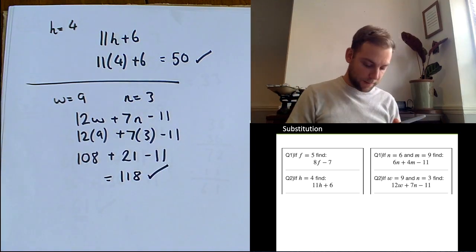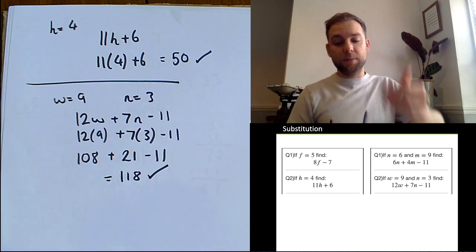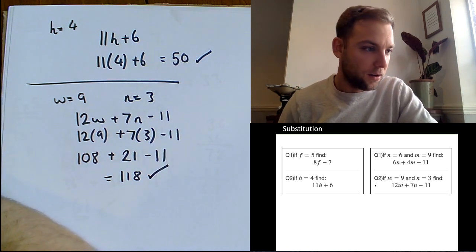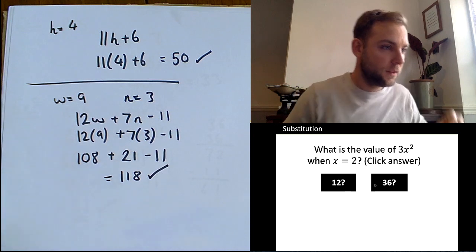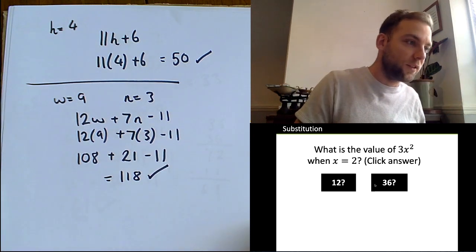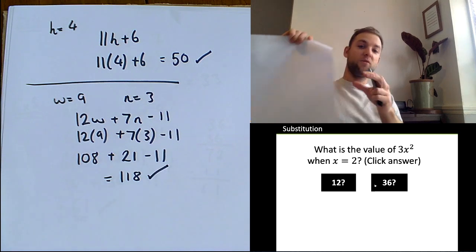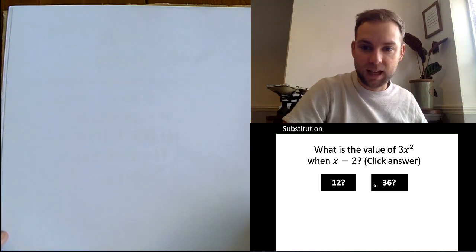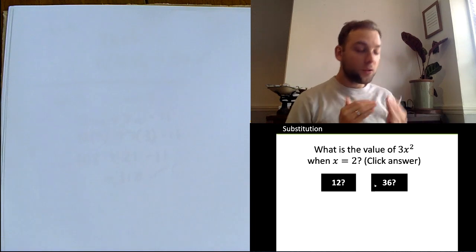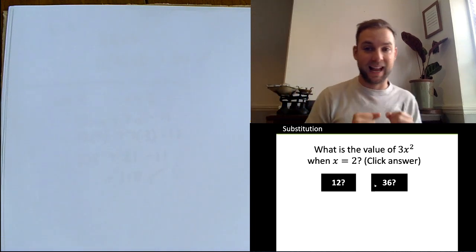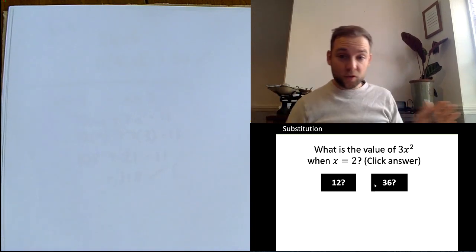So there's some examples. I'm going to make this a little bit harder, and I'm going to think about this question here. So what is the value of 3x squared when x is equal to 2? Now the reason that we've got this one is because lots of people make the same mistake here. Loads of people make the same mistake.